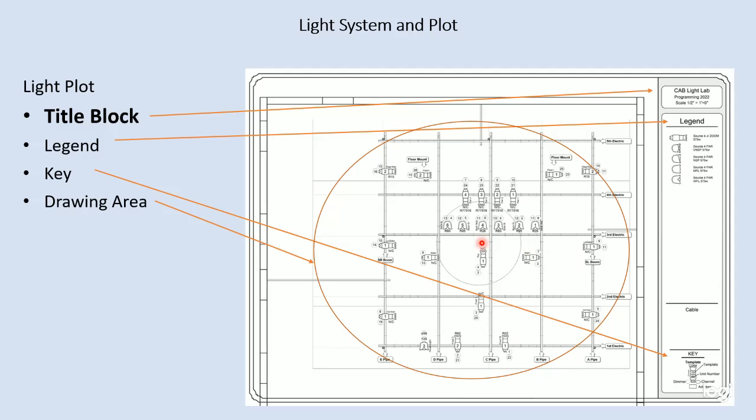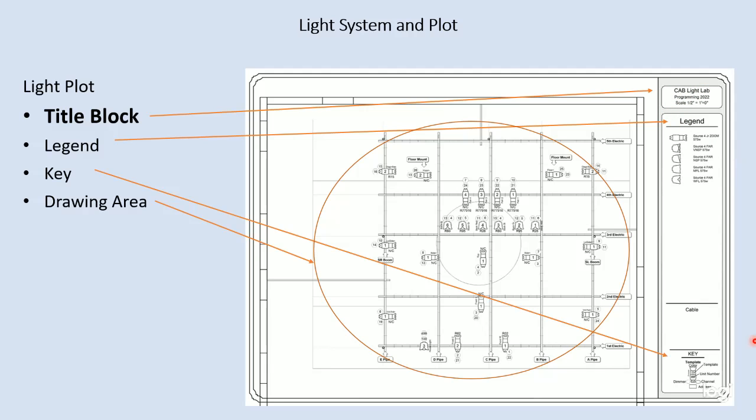Okay, so let's talk a little bit about the title block. The title block, again, is up to designer preference. Sometimes they're very large and very ornate. Sometimes they're more simple. But let's talk a little bit about the information that you can find in the title block. In this drawing, the title block is very simple, and it's located in the upper right-hand corner.